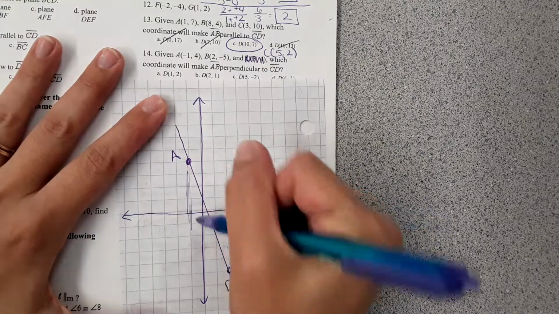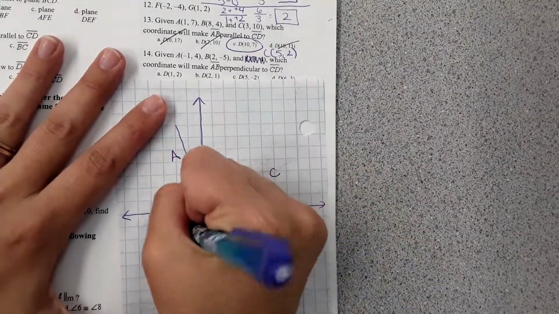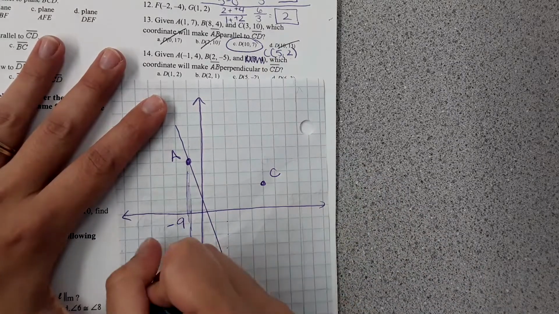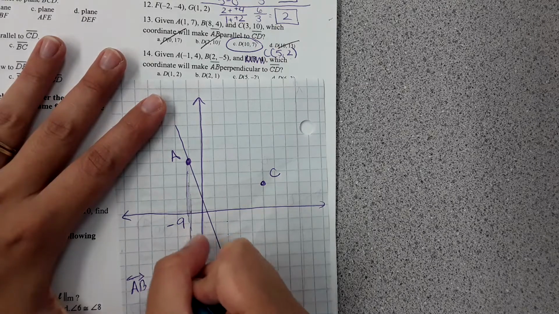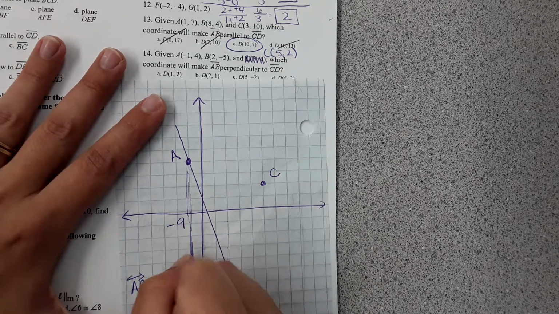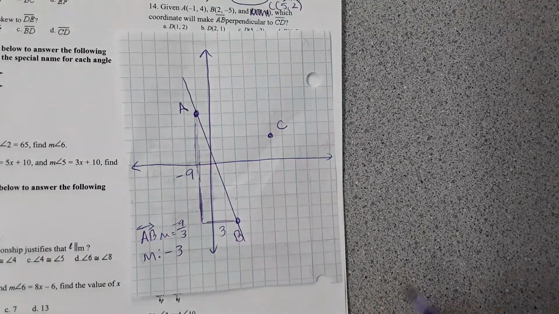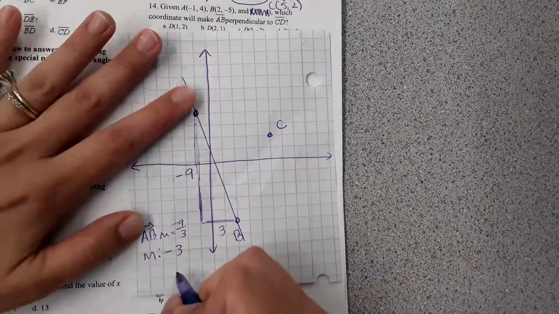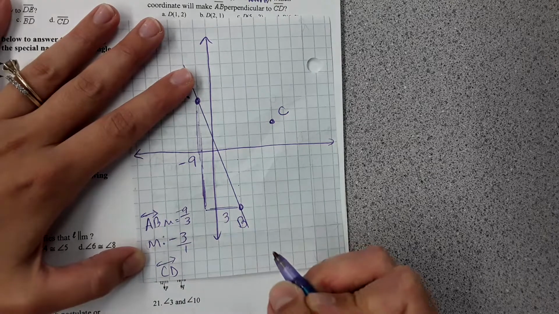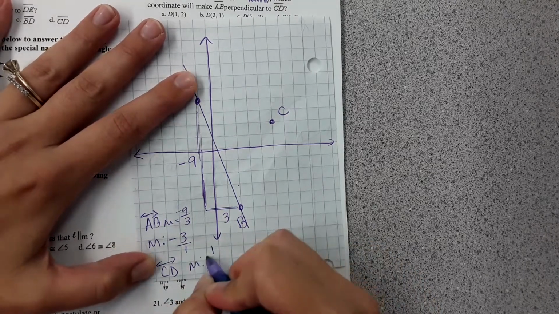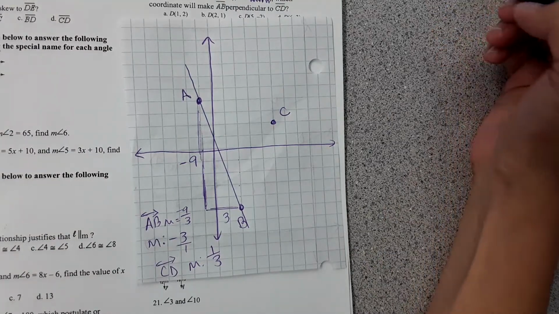Well, first we're going to find the slope of AB. This is down 9 and over 3. So the slope of AB is -9 over 3, which would equal -3. The slope of a line perpendicular to that would be the negative reciprocal, so CD should have a slope of positive 1/3. So we flip this and make it the opposite sign to get 1/3.